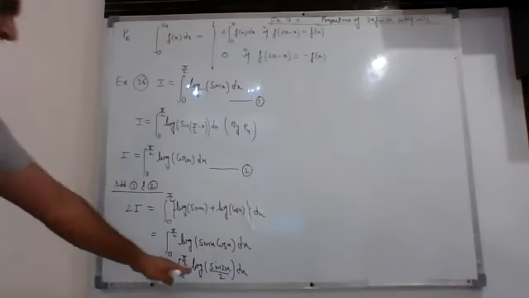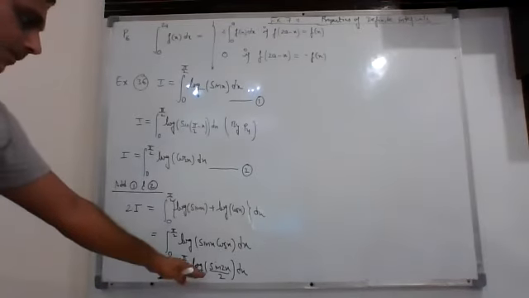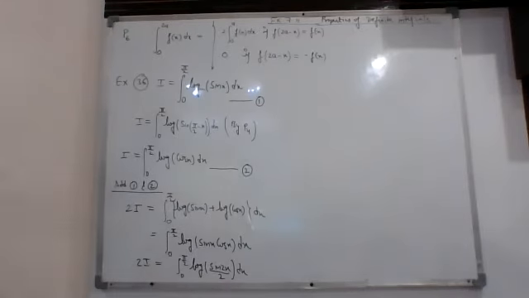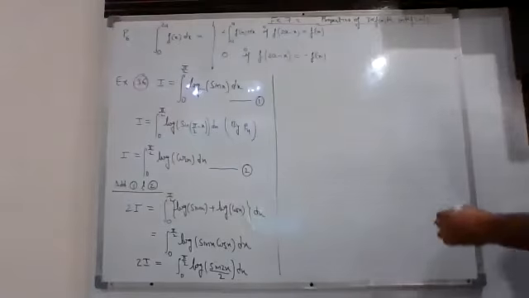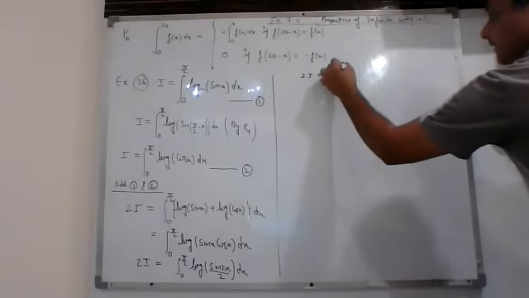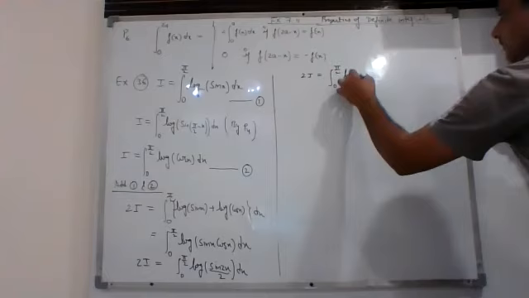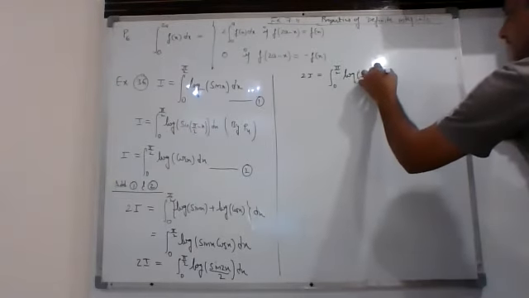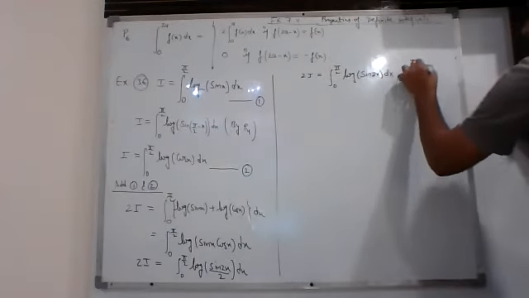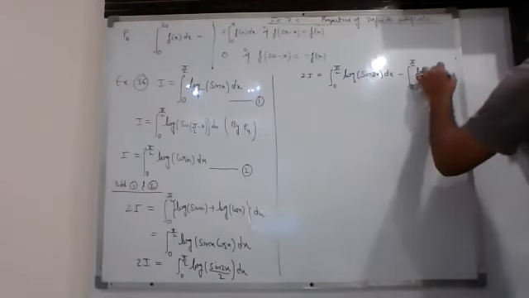Now here, let us apply the property of log in the backward direction. That is log sin 2x minus log 2. So I can rewrite this as 2I equal to the integral from 0 to 90 of log sin 2x dx minus the integral from 0 to 90 of log 2 dx.